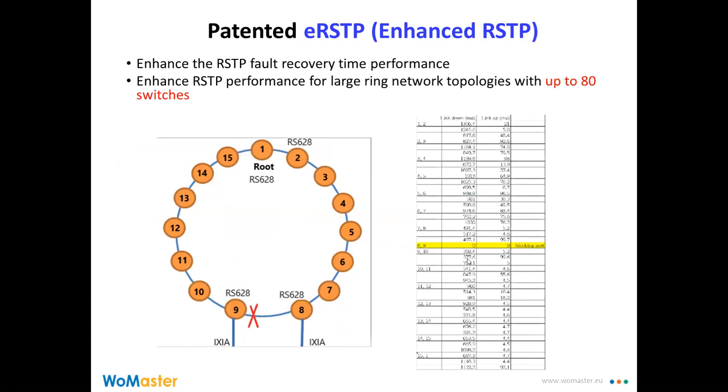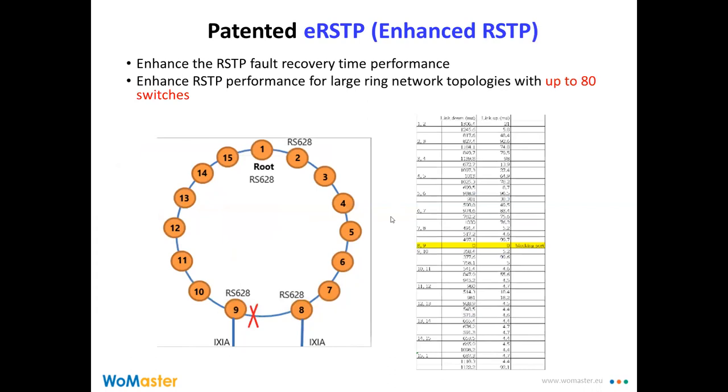Right now, I also want to introduce another important feature, the ERSTP, this enhanced RSTP, also a master patented technology. With this technology, we not only enhance the performance of the recovery time, but most importantly, we want to enhance the size for large real network topologies in industrial applications. In the normal RSTP, it can support up to 25, or fewer than 30 devices in a ring.